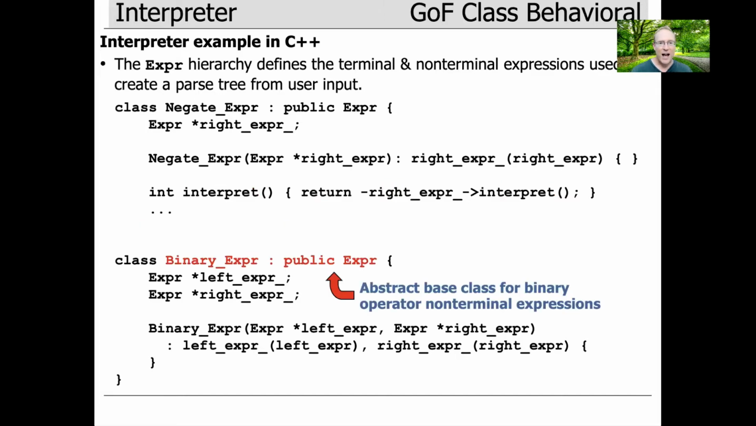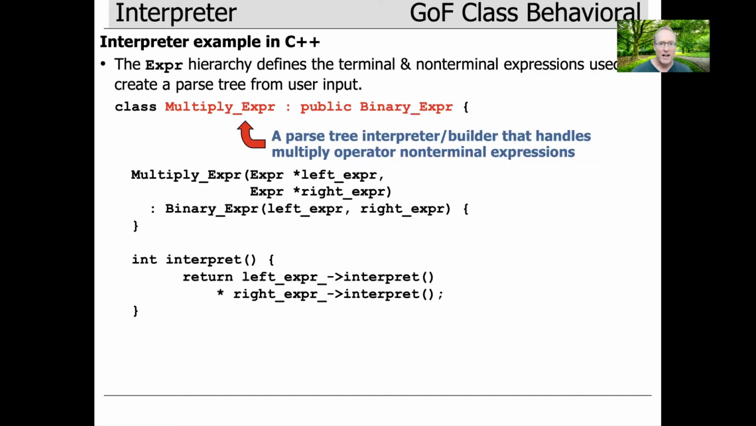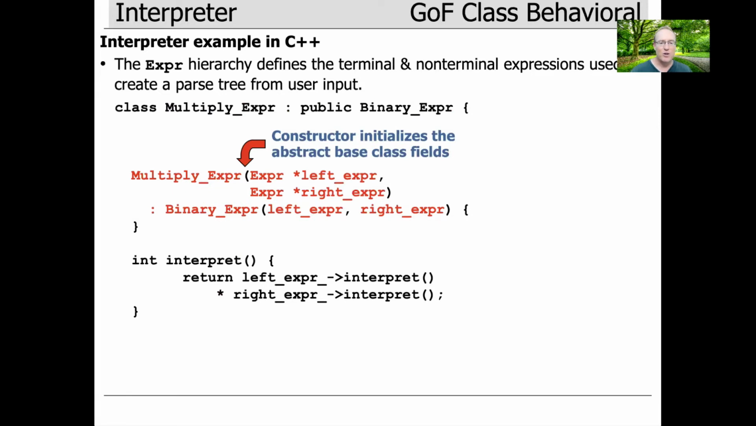We'll now take a look at yet another abstract base class. This one's called binary expr, and it's used as the root of a sub-hierarchy for dealing with binary operations like subtraction, addition, multiplication, and so on. And as you can see here, it defines two data members, left expr and right expr, and those are set by its constructor. If we take a look at multiply expr, that's actually a derived class that inherits from binary expr, and it handles the multiply operation non-terminal expression. So as you can see here, the constructor for this multiply expr class goes ahead and takes its two parameters and passes them up to the superclass, to the abstract base class, which is binary expr.